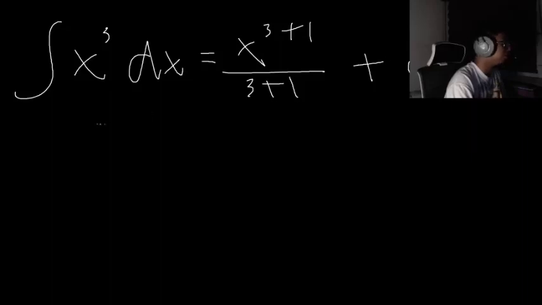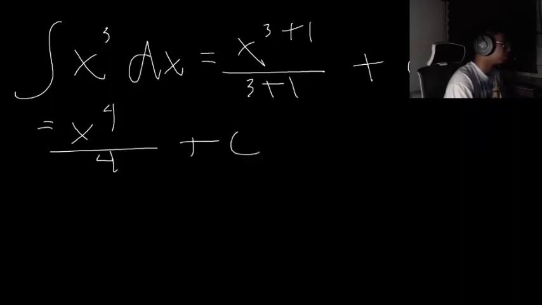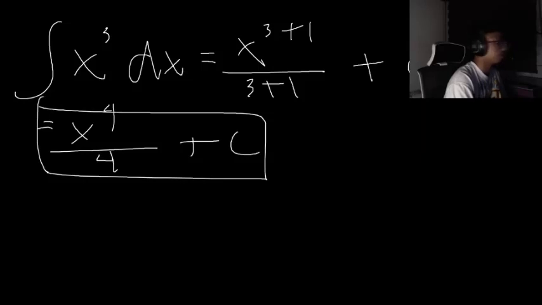So let's say the integral of x cubed dx is equal to x raised to 3 plus 1 divided by 3 plus 1 plus some constant c. Now, this is pretty easy. x to the 4 over 4 plus c. So, there we have the answer. And here is another example for you guys to understand more.